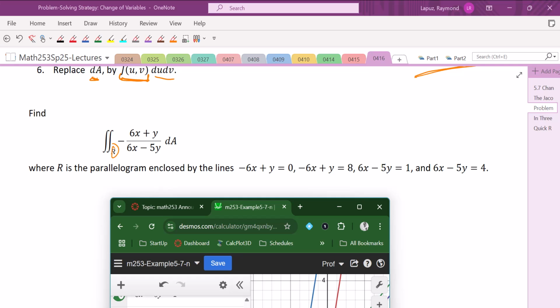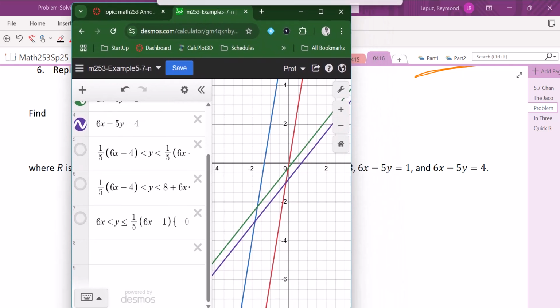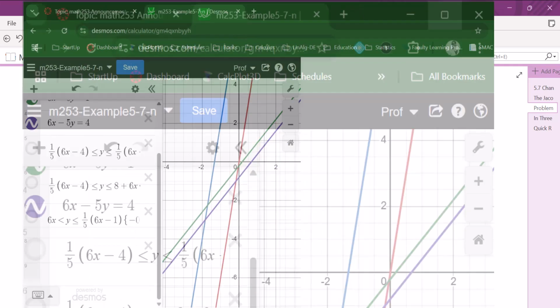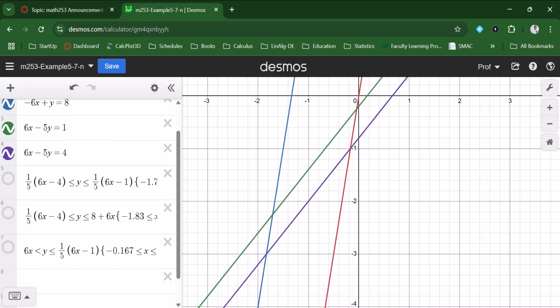Here I have 6x minus 5y is equal to 1. You can graph that as well. That's just going to be another line. And then you have another line over here. So I graphed those 4 lines ahead of time, and it looks something like this. And I'm guessing this is the part that we want to shade.